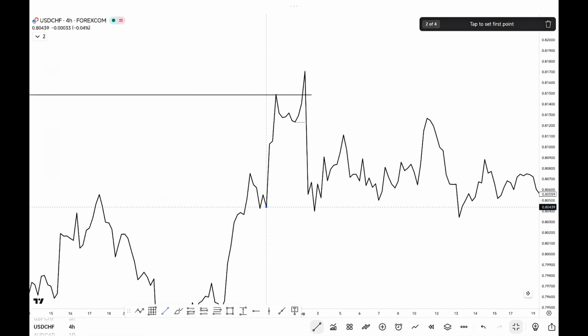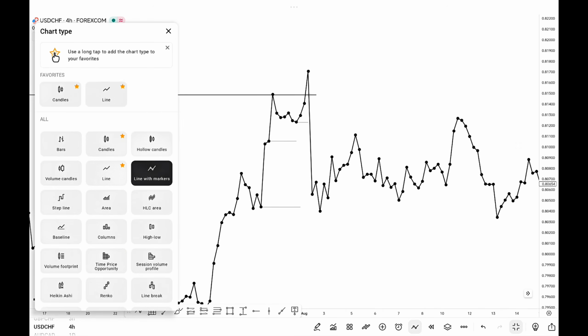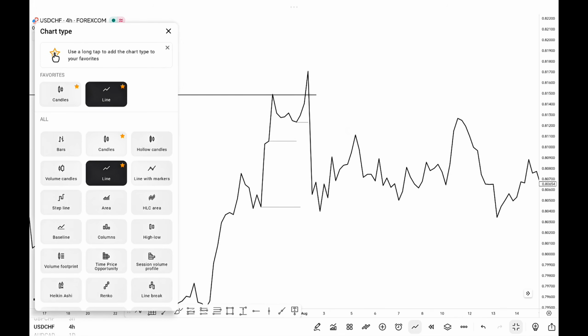We have a change of character already. So we break this low, and also we break all this minor low. If you check your line chart with markers, you could see very, very clearly that these are break of structures, right? So it makes sense, right? So exactly. Let's go back to our chart and see.